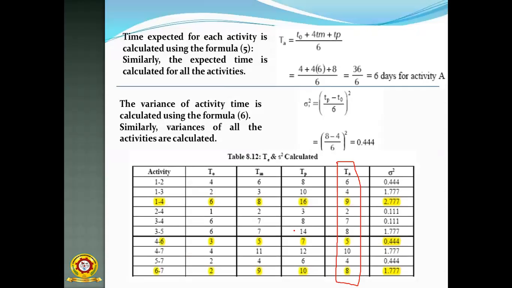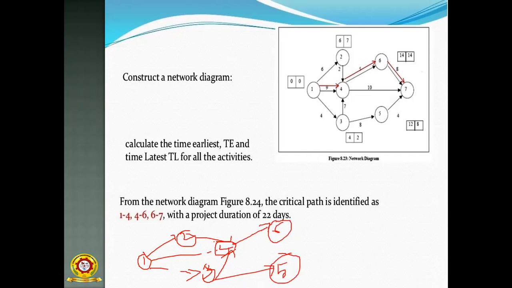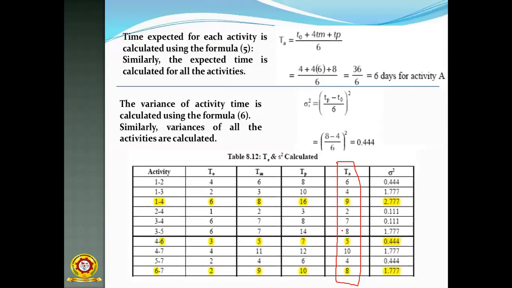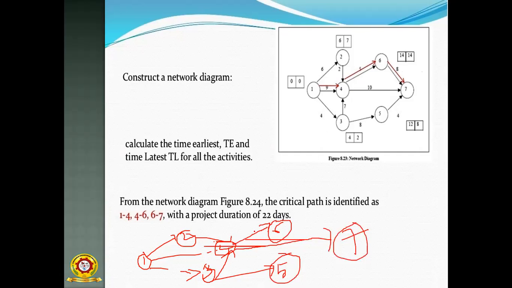Then the next one, 4 to 7. Okay, so the next one also came from 4, so 4 to 7. Then 5 to 7, 6 to 7.